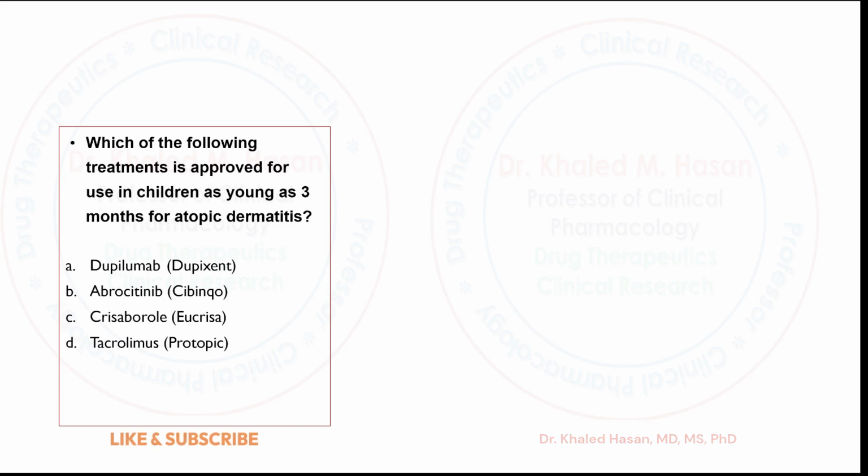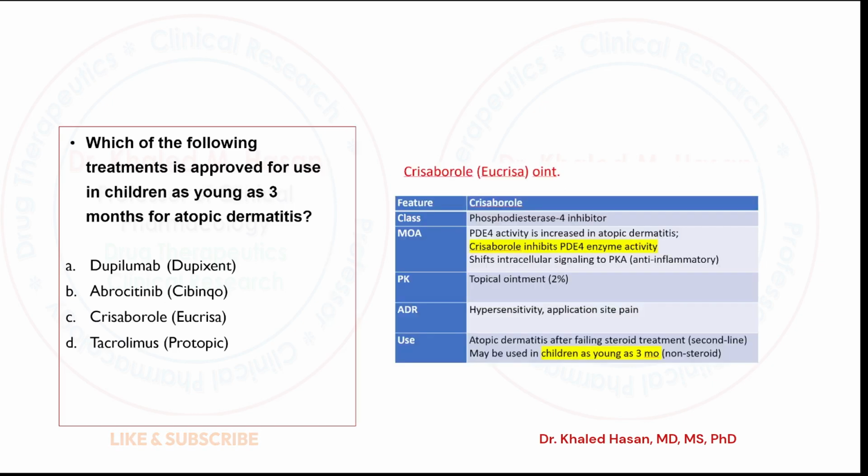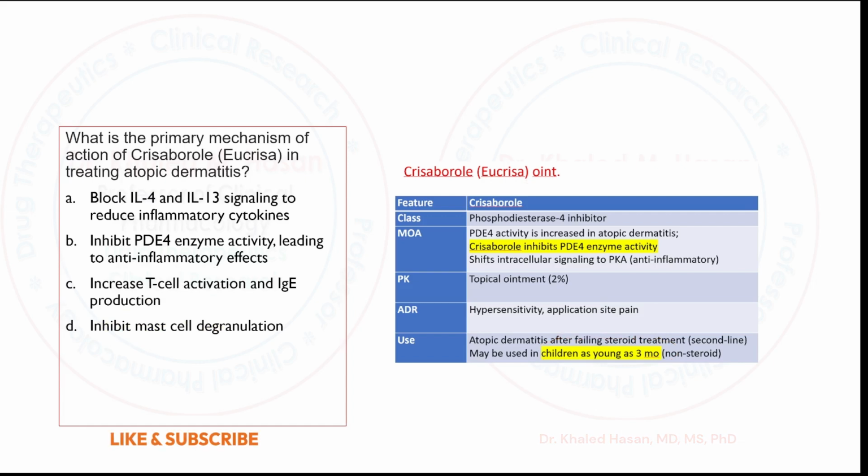Okay, we're looking for the medication we can prescribe to children as young as 3 months for atopic dermatitis. You can see here Eucrisa as an ointment is prescribed to children about 3 months of age. Eucrisa, crisaborole, 3 months of age.